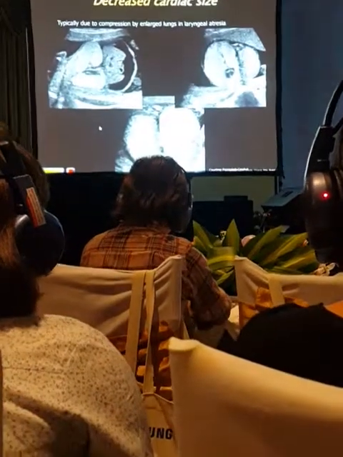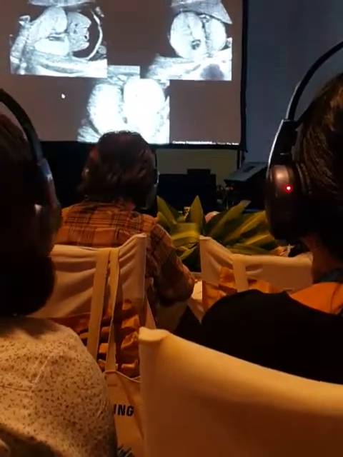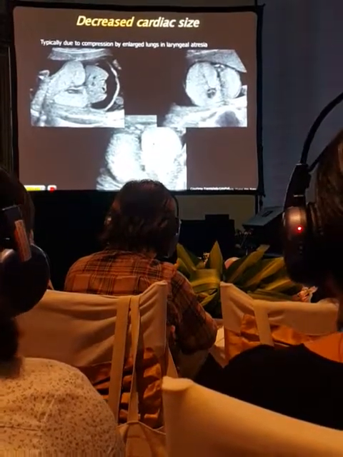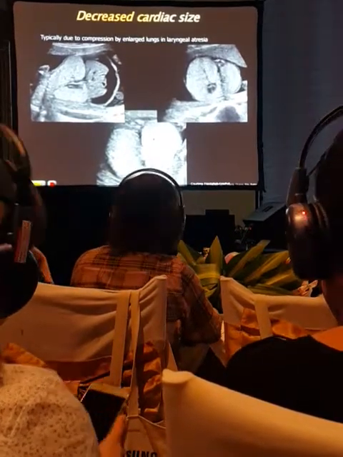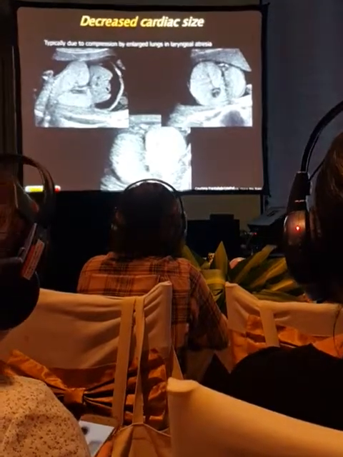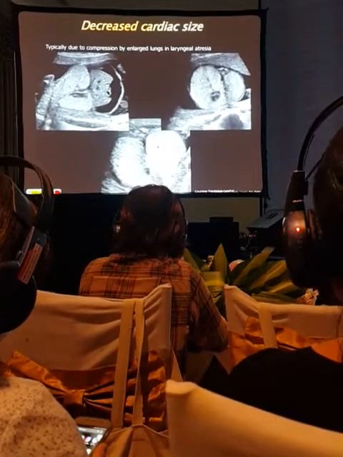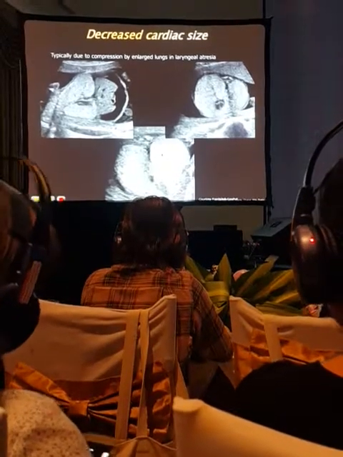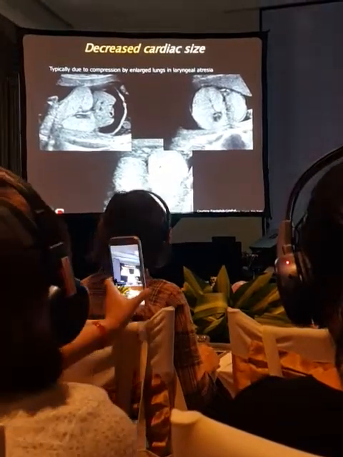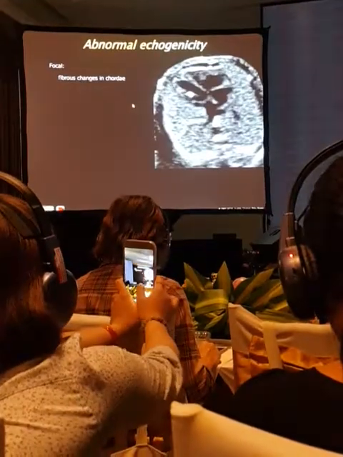Rarely you will also have a decreased cardiac size, and this is typically due to compression of the heart by some very distended lungs in laryngeal atresia. So here the secretions of the lungs cannot escape, the lungs become very enlarged, and they compress the heart, function is decreased, and the baby goes into hydrops.